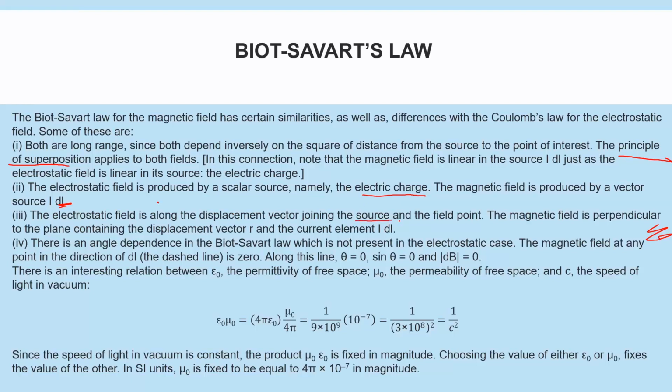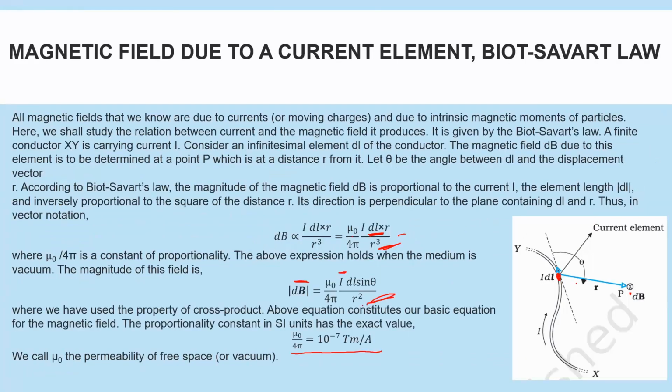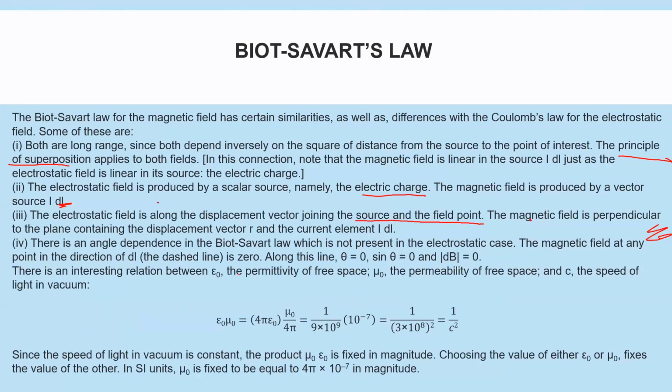We had seen that the direction of the electric field is always along the r vector, or the distance between the source and the point where we want to find it. The magnetic field, on the other hand, is perpendicular to the plane containing the displacement vector. You can see over here that the magnetic field is actually going through the plane, so it is perpendicular to the plane containing the displacement vector and the line element. And we can also see that in the Biot-Savart law there is an angle dependence.